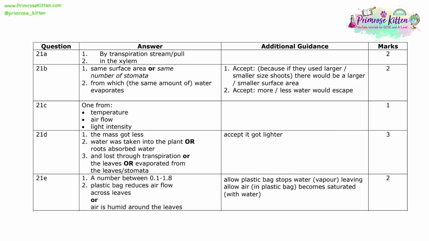So here's the mark scheme for question 21. For A, you've got transpiration stream or pull. Either of those words is fine there, and you need to say the word xylem to get the second mark.